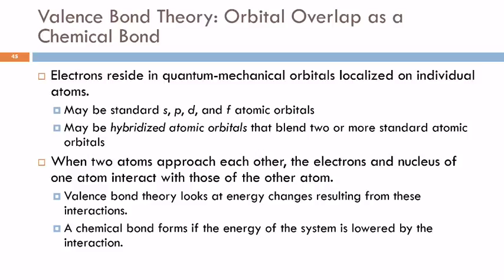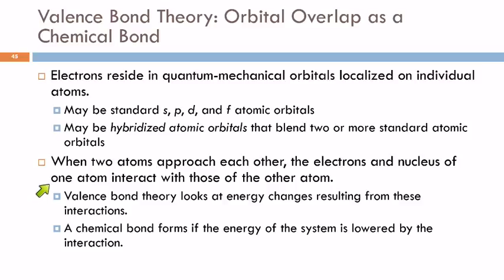We can also combine some of those together and make hybridized orbitals. Just like they hybridize corn, or a hybrid vehicle runs on gasoline and electricity, either or. So hybrid is a combination. You can hybridize atomic orbitals. So the idea of valence bond theory is that orbitals overlapping is what forms the chemical bond.